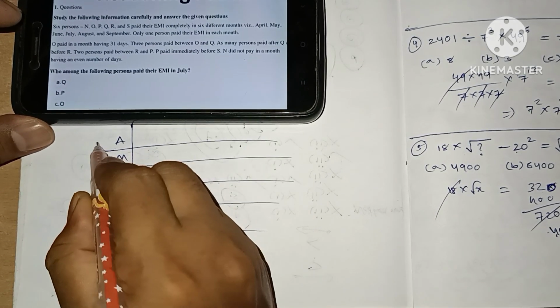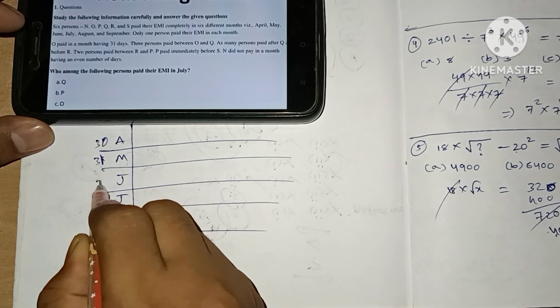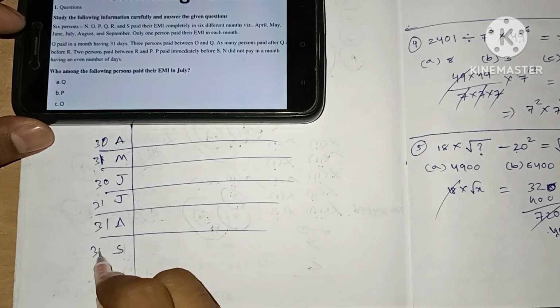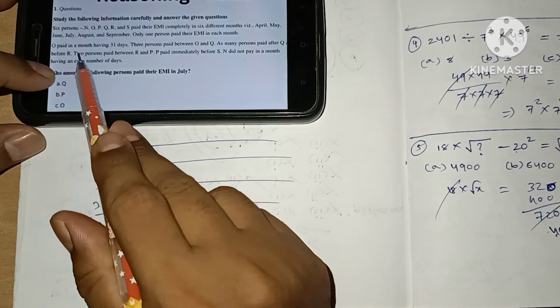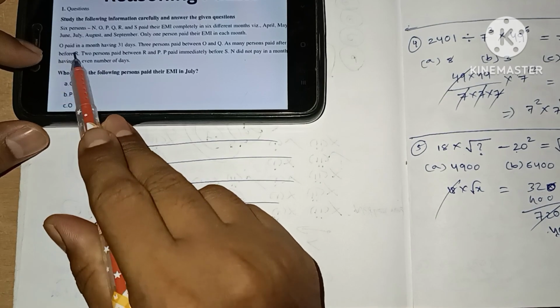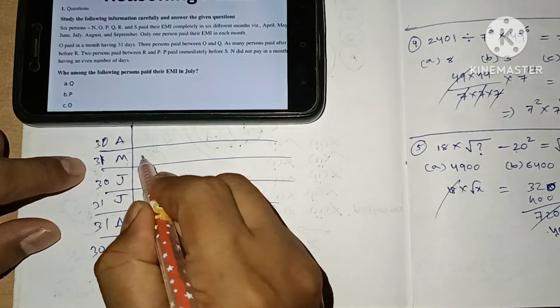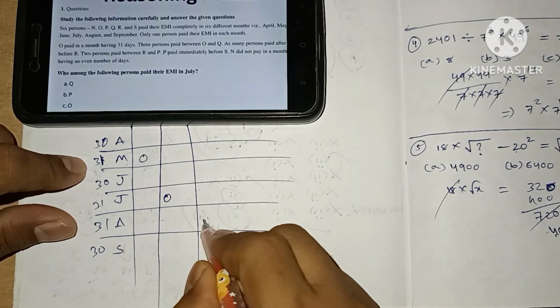So in April we have 30 days. April 30, May 31, June 30, July 31, August 31, September 30 days. Let's see the statements. O paid in the month having 31 days. So O pays either here, here, or else here.